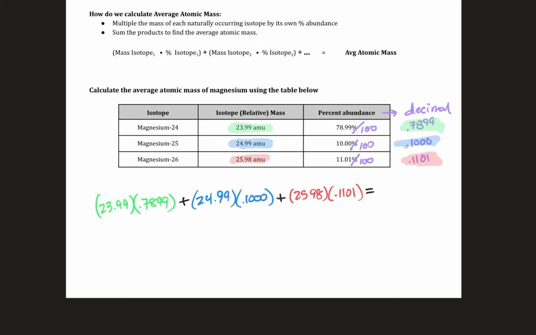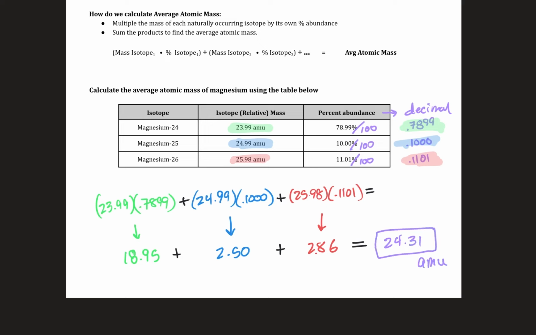Once we get the product of that mass times the abundance, we just sum that for the 3 isotopes found in nature. And when we sum these 3 values, we see that our average atomic mass for magnesium is exactly what it says on the periodic table, 24.31. Now let's practice your skills at calculating average atomic mass. Turn the page and practice with your partners.